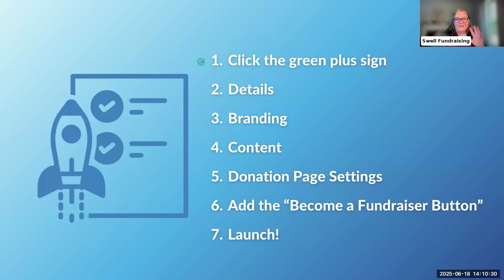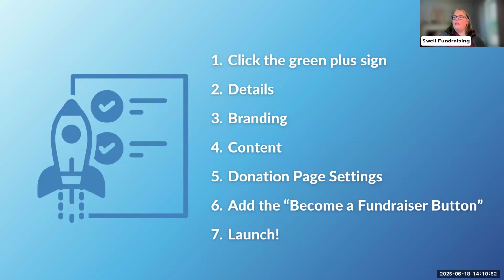Basic steps, let's just look at it in basic steps. When you log in, you're going to go to events and you're going to click that green plus sign. Everything starts with the green plus sign in Swell. And then basic things, you're going to need details. That's the who, what, when, where of your campaign. You're going to need your branding images, just specific ones. You won't need the ticket header and footer because you're not using tickets, most likely.